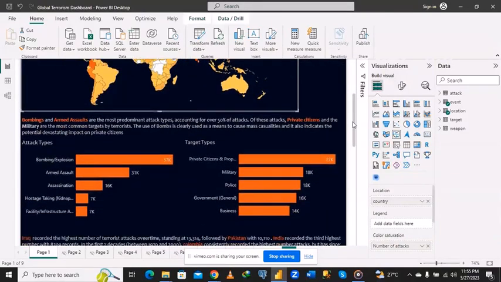Next, we move on to our bar chart to show the attack types and the target types, and the count of attack types and the count of target types. Bombings and armed assaults are the most predominant attack types, accounting for over 50% of attacks. Of these attacks, private citizens and the military are the most common targets of terrorists. The use of bombs is clearly a means to cause mass casualties, and it also indicates the potentially devastating impact on private citizens.